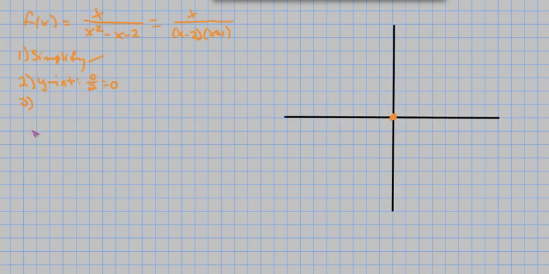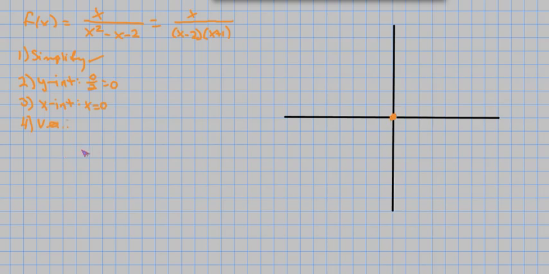All right, 3, our x-intercept. For our x-intercept, we let our numerator equal 0. So x equals 0. That one didn't change a whole lot. So that's also there. So we've got that point already marked off twice, but that also tells me that's the only place on my x-axis, my y-axis, that I'm even going to touch either of those axes. All right, number 4, we get to our vertical asymptote.